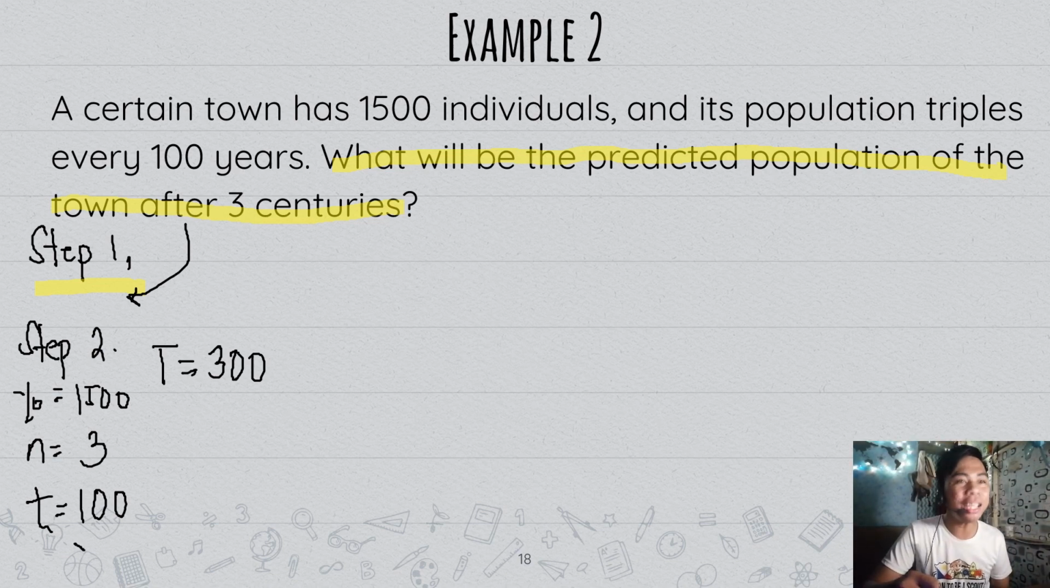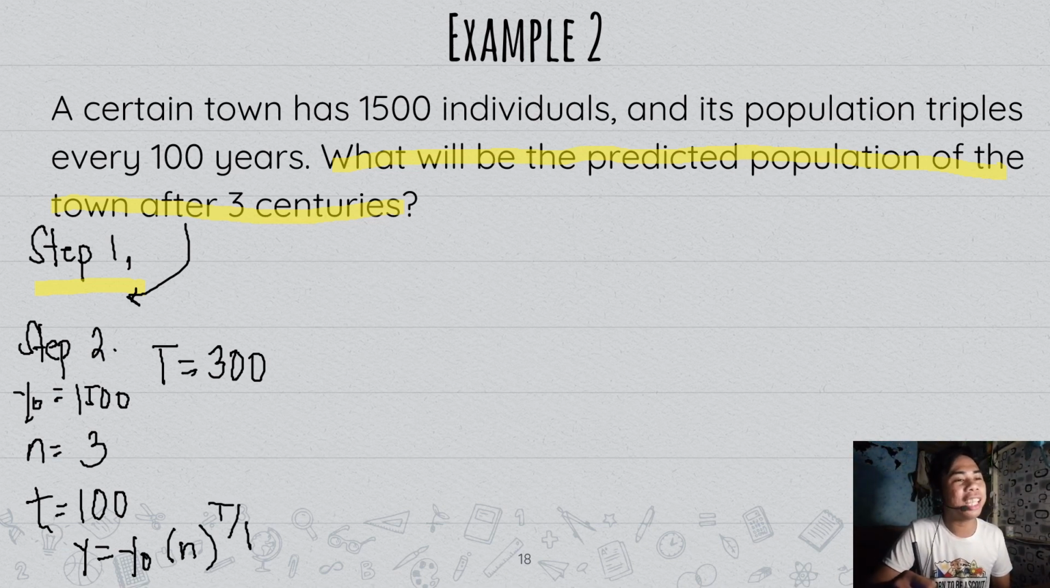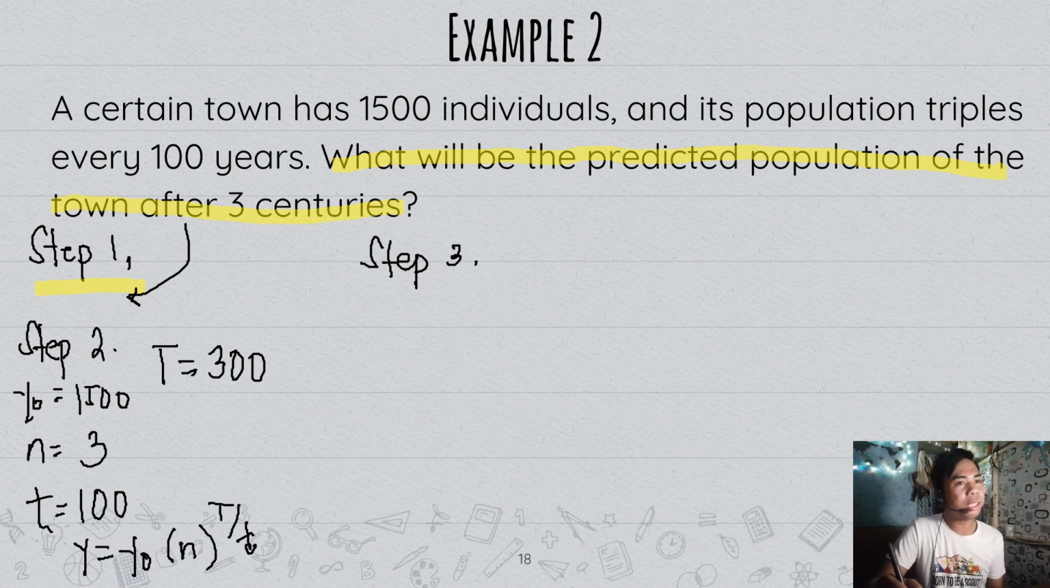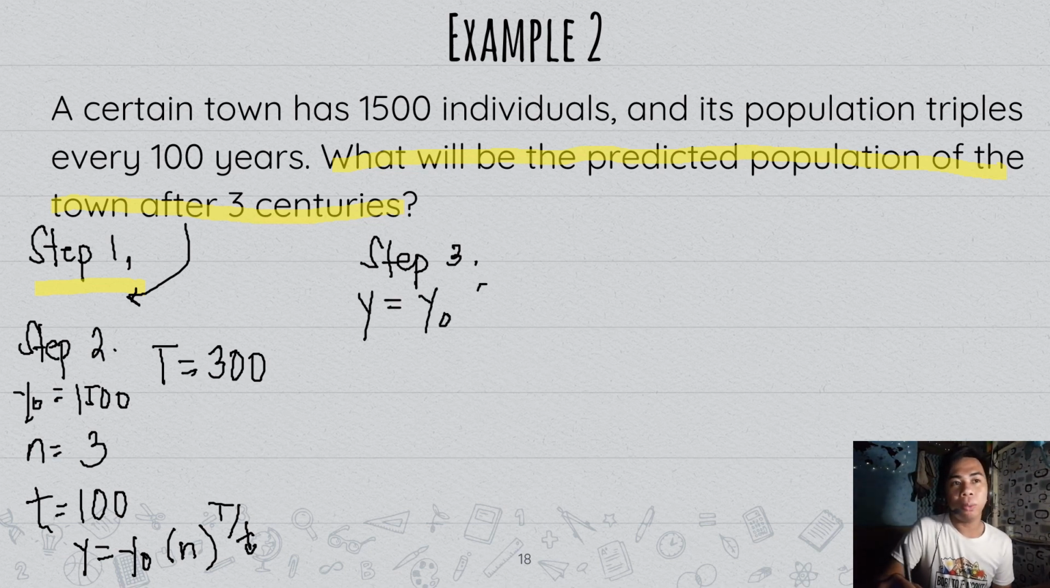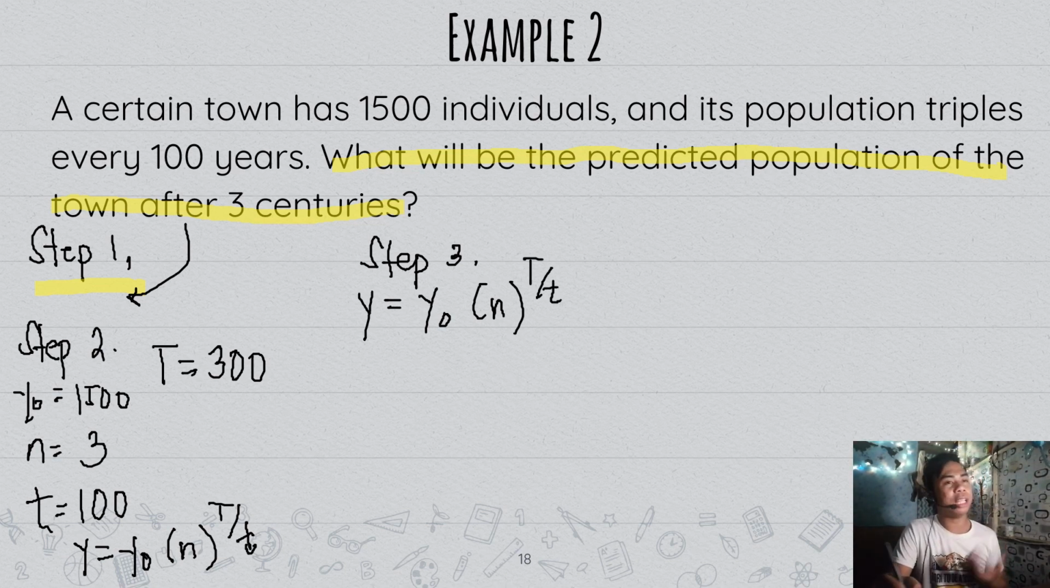So what's the formula again? Y is equal to y sub 0 times n raised to capital T over small letter t. You know, I wrote it correctly, but I said it wrong. Okay. For step 3, of course, all we have to do is to solve. So how to solve? Just simply substitute all the givens in our formula. So what's the formula again? Y is equal to y sub 0 times n raised to capital T over small letter t. Then simply substitute the givens.